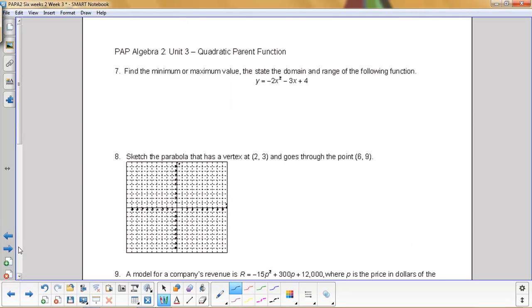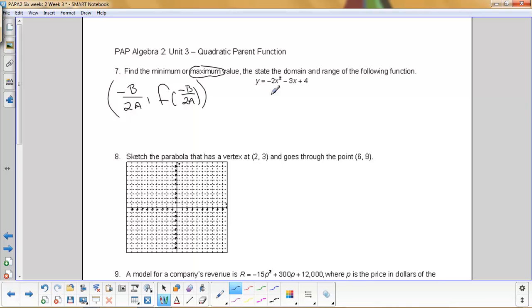Moving on, question number 7. We are going to find either the maximum or the minimum value, and we're going to state the domain and range. Because a is a negative number, we are going to find a maximum. Because it is standard form, the way we are going to find that maximum is by finding the opposite of b over 2a, with the ordered pair being the opposite of b over 2a, f of that. So whatever we find for the x value, we simply plug it in for x and solve for y.